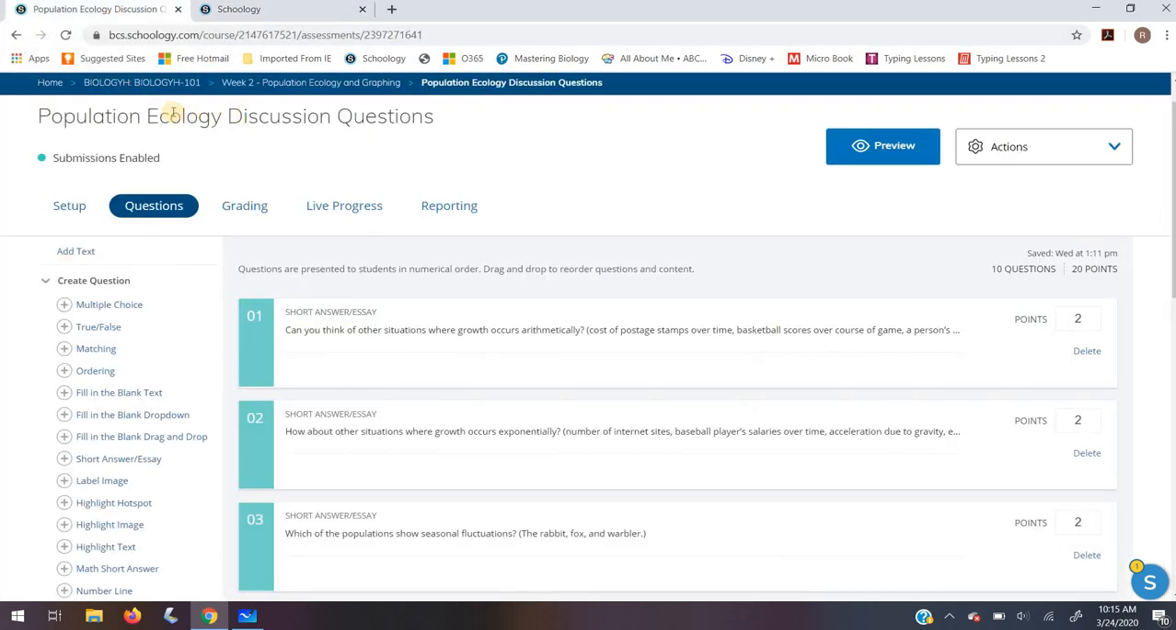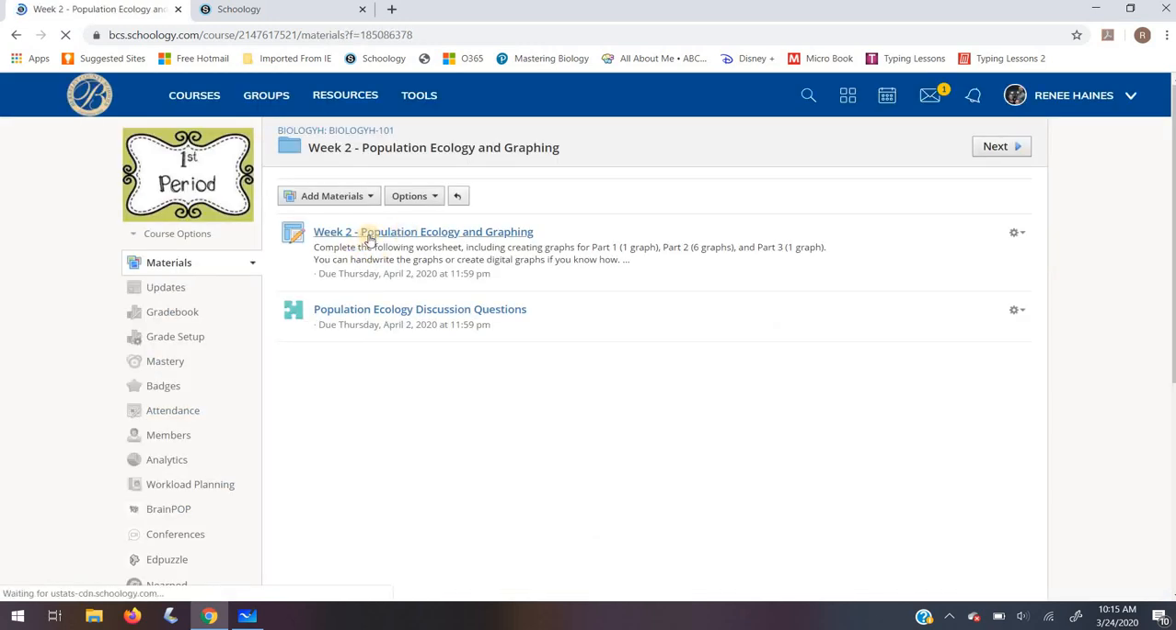Once you finish all your graphs, you'll go back over here to Schoology. And here in population ecology graphing, that's where, remember, you're going to submit your graphs. Then the discussion questions you'll answer over here in this assignment with the puzzle piece.